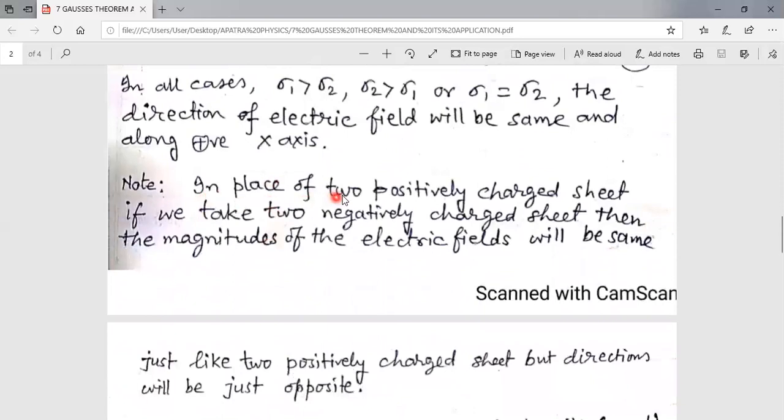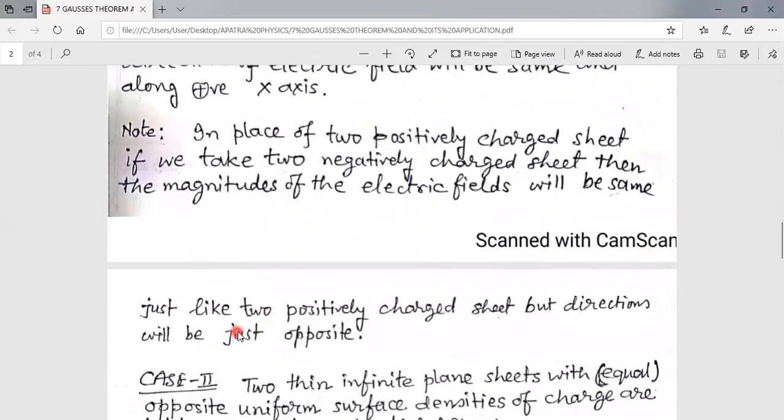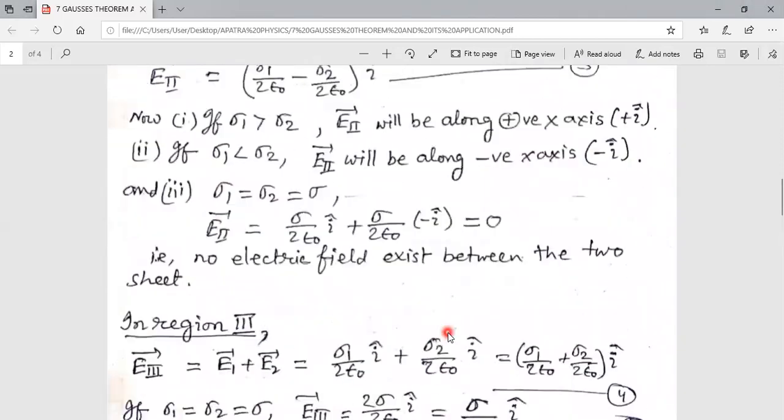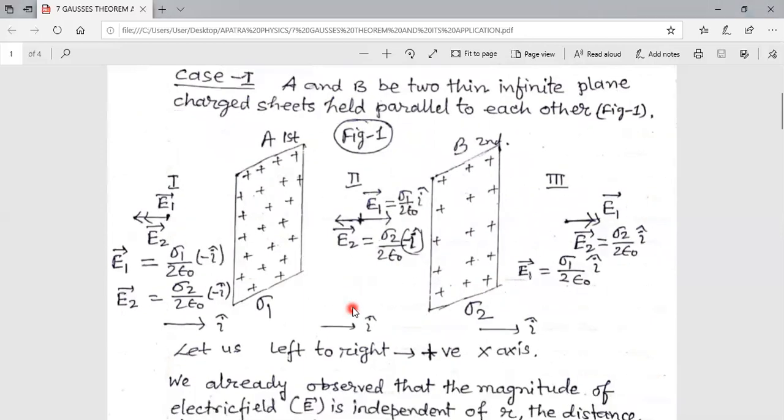Note, in place of two positively charged sheets, if we take two negatively charged sheets, then the magnitude of the electric field will be the same, just like two positively charged sheets, but directions will be just opposite in each case. That means the numerical value will be the same as for two positively charged sheets, but in all cases the direction will be opposite to the first case.